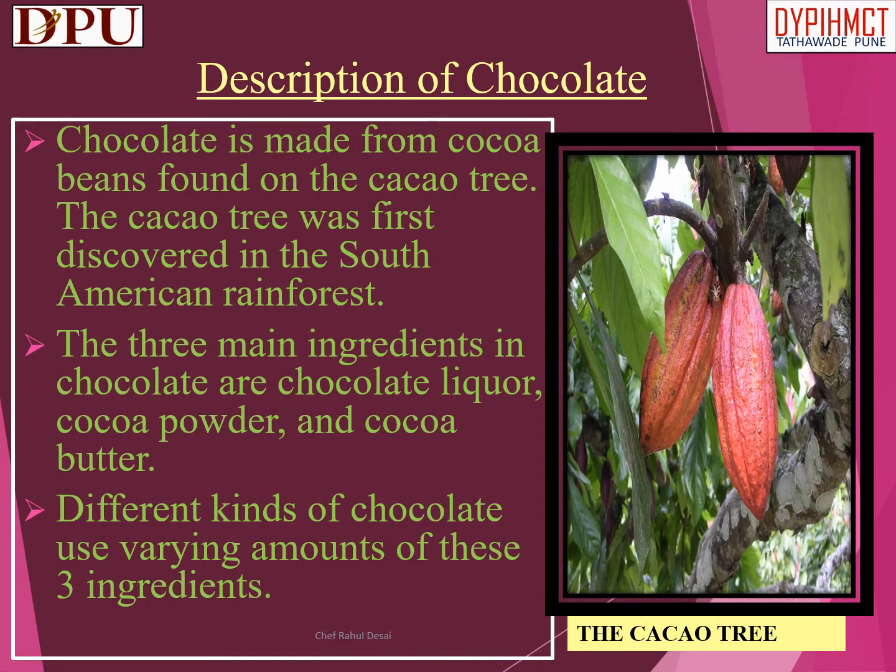Description of chocolate. Chocolate is made from cocoa beans found on the cacao tree. The cacao tree was first discovered in the South American rainforest. The three main ingredients in chocolate are chocolate liquor, cocoa powder, and cocoa butter. Different kinds of chocolate use varying amounts of these three ingredients.